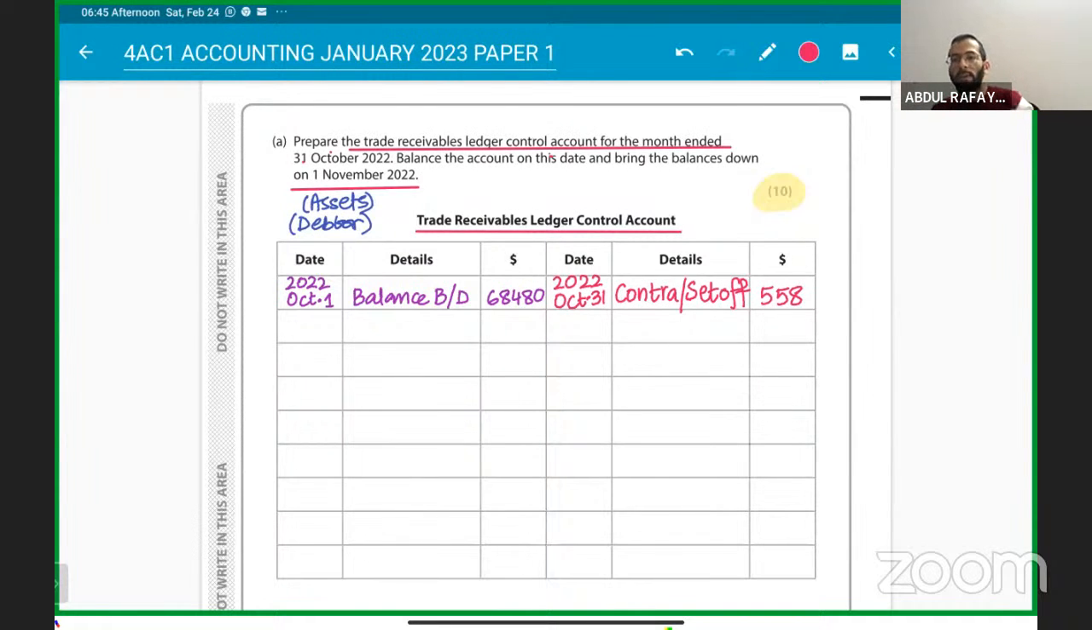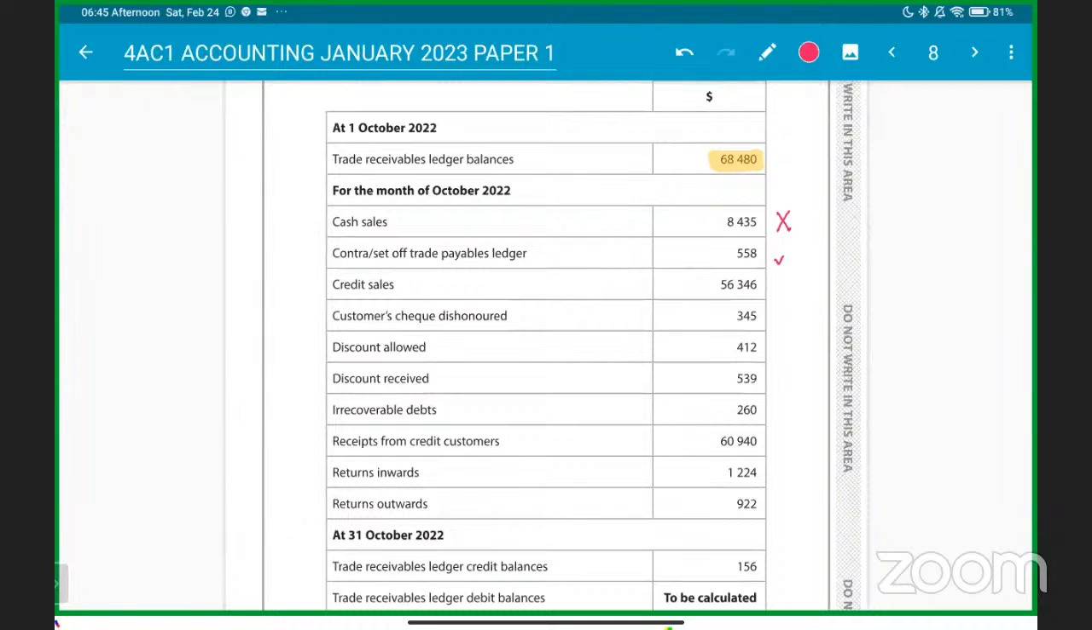So it's like a set off in both the books, in the purchase ledger control account as well as in the sales ledger control account. Okay. Got it. I have a lecture on this, so this will be recorded.